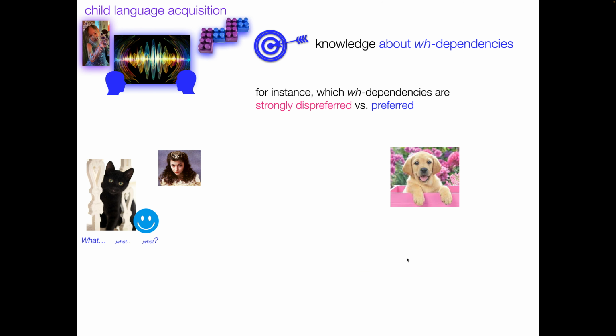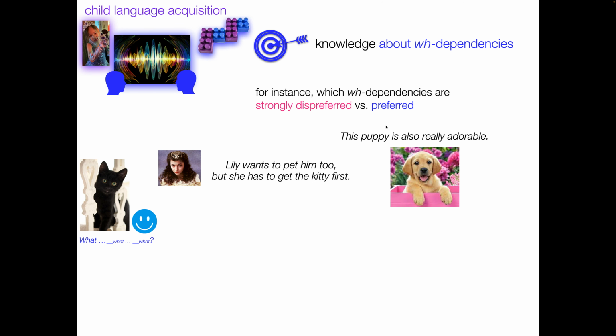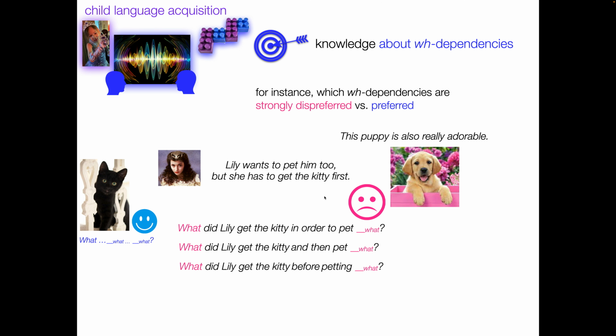But what about this situation? This puppy is also really adorable, and Lily wants to pet him too, but she has to get the kitty first. So here are things we might want to ask, but kind of strongly disprefer. What did Lily get the kitty in order to pet? What did Lily get the kitty and then pet? What did Lily get the kitty before petting? Right? Like we just strongly disprefer them in general. And so that's some knowledge about WH dependencies.